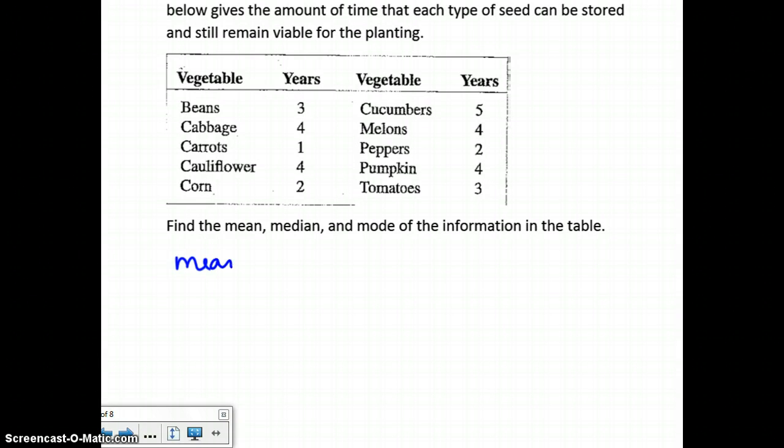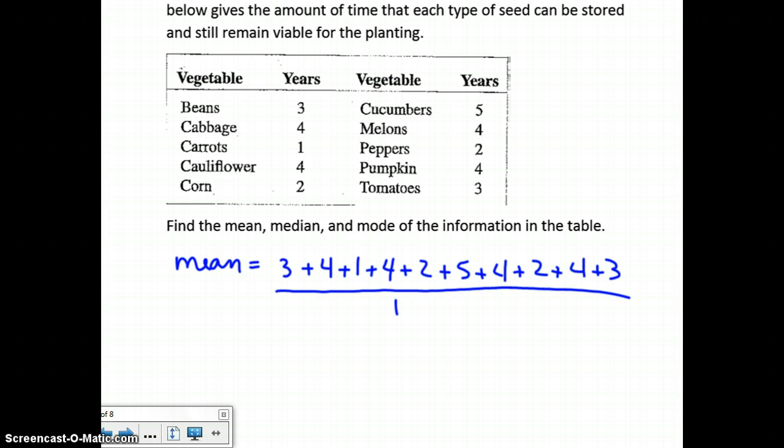For the mean, we need to add everything together and divide by the number of numbers. We have 3 plus 4 plus 1 plus 4 plus 2 plus 5 plus 4 plus 2 plus 4 plus 3. And I'm going to divide that by 10 because there are 10 entries. That's 32 divided by 10, or on average 3.2 years.